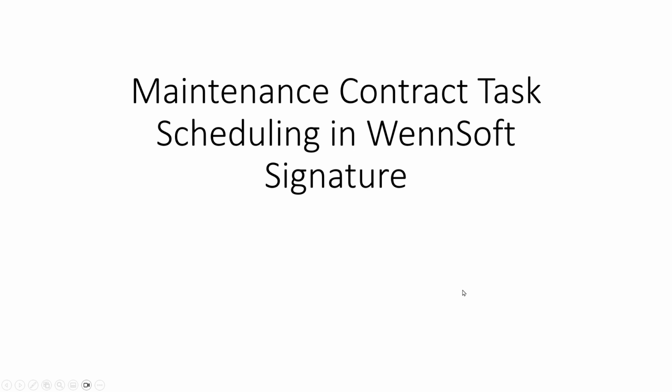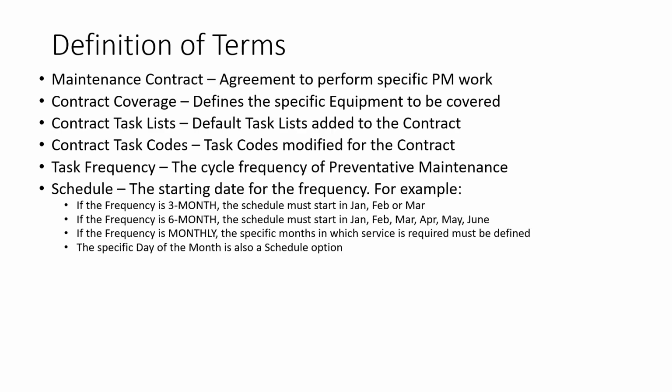Let's talk about maintenance contract task scheduling in WennSoft Signature software. First, a definition of terms. A maintenance contract is an agreement to perform specific PM work at a location. Contract coverage defines the specific equipment to be covered. The contract task list shows the default tasks added to the contract. And contract task codes are those specific tasks to be performed.